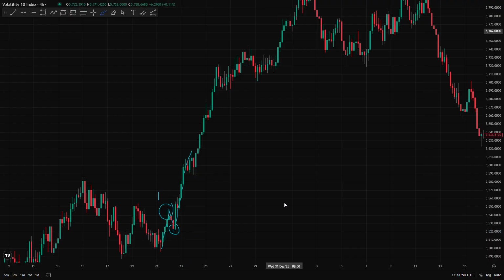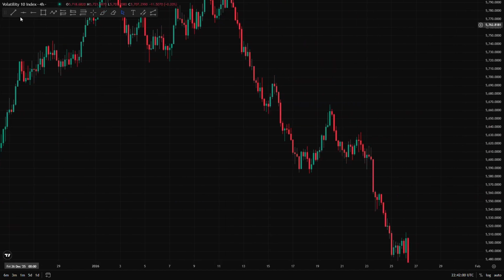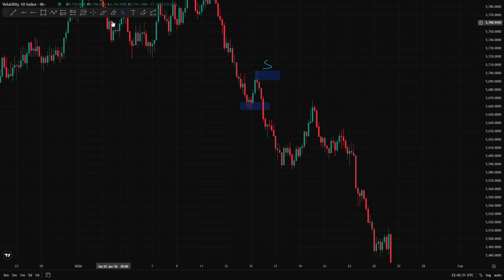So how do we draw them? To draw our support and resistance, we draw from the body to the wick. This is our support, and from the body to the wick, this is our resistance.